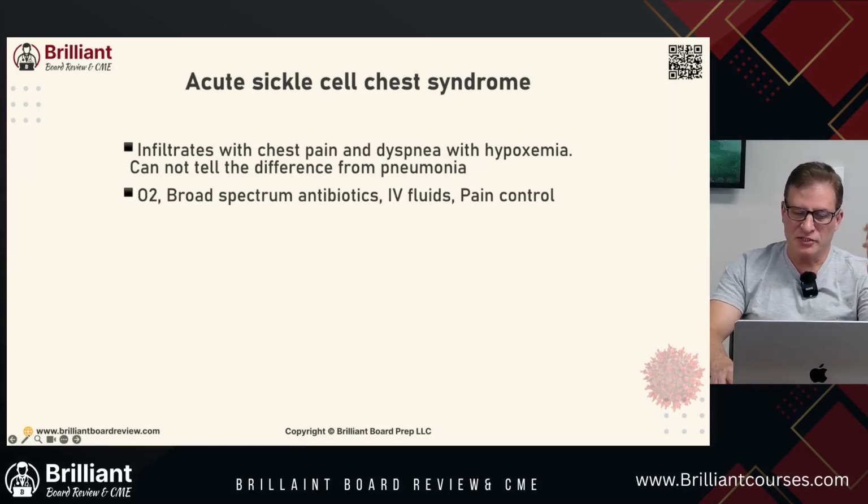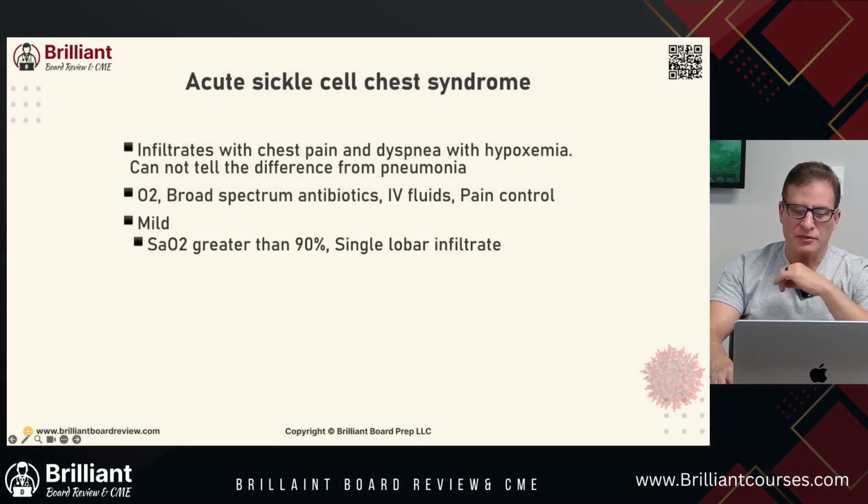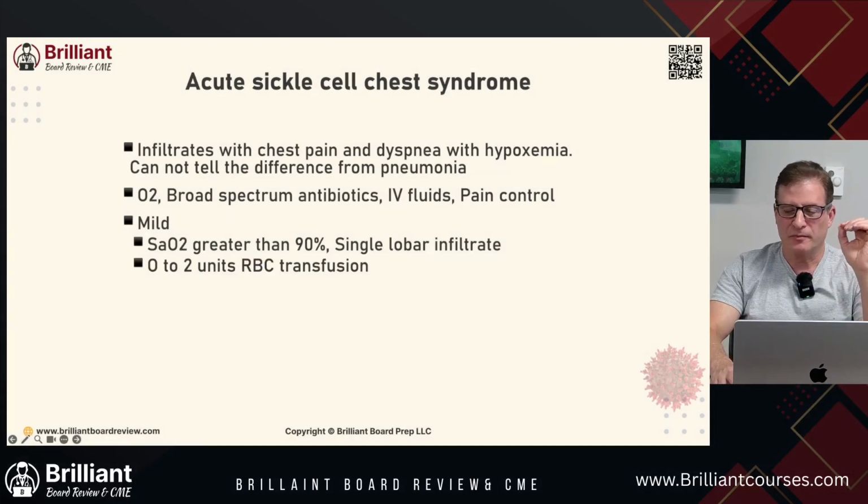What's the treatment? Oxygen, broad spectrum antibiotics, IV fluids, pain control. Mild is when you're going to have a SpO2 of greater than 90 with a single lobar infiltrate. And you may need to give 0 to 2 units of RBC transfusion. Remember, we want to avoid that as much as possible.